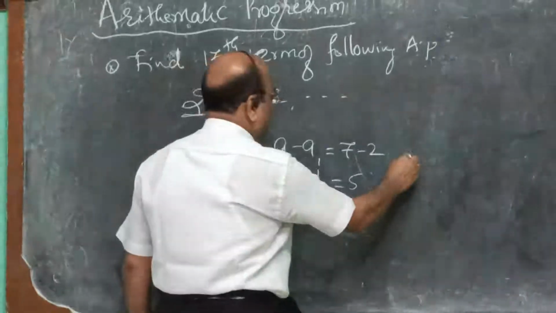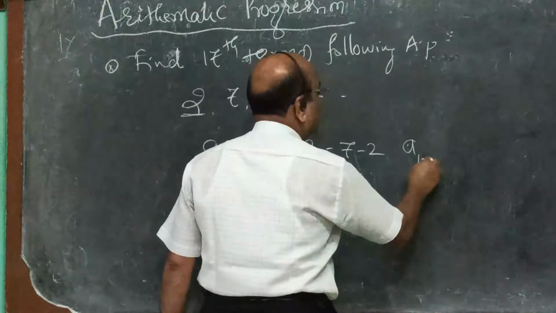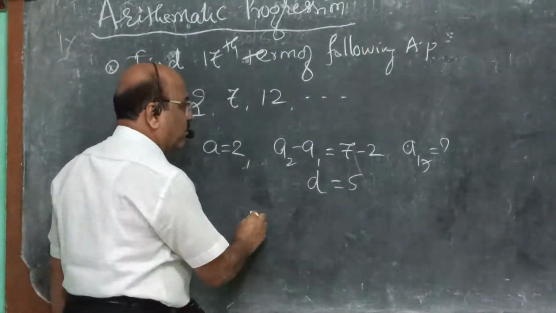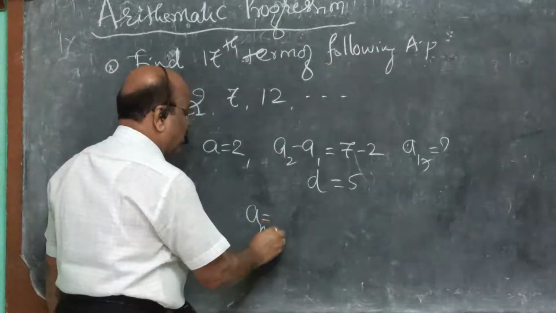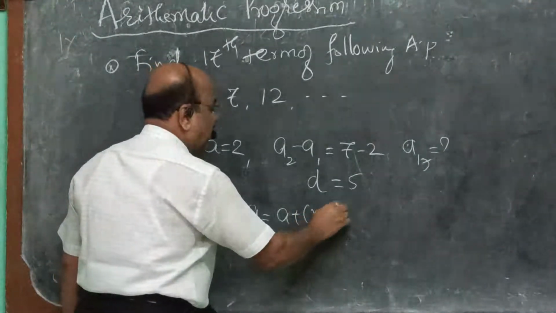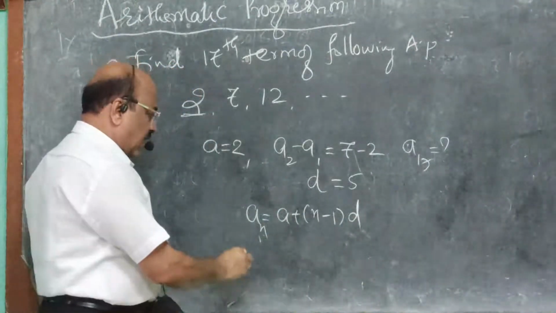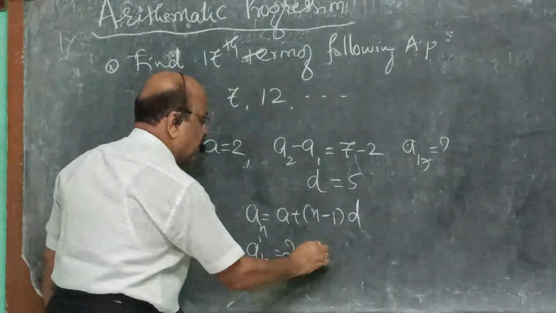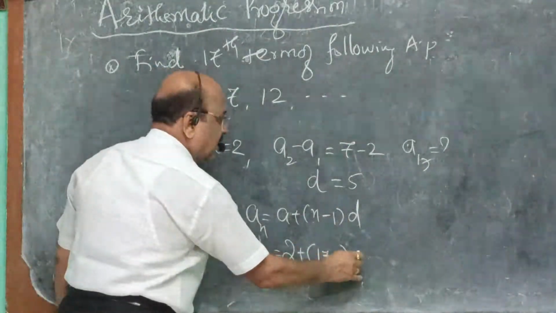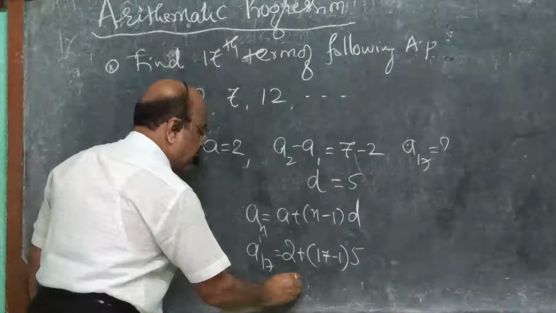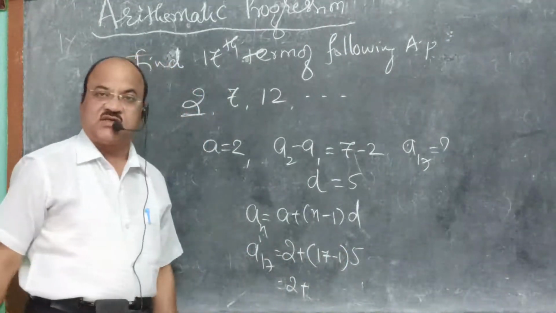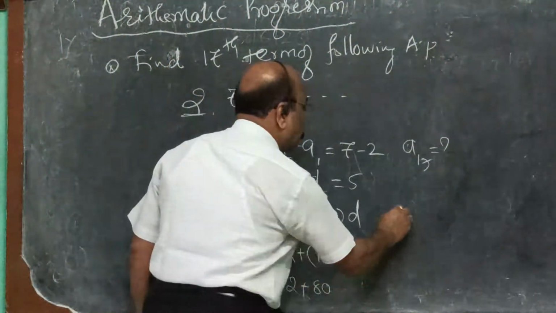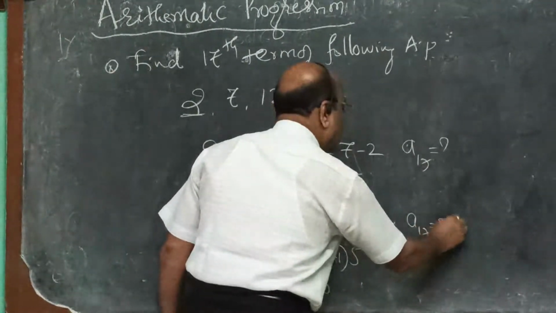Now which term we have to find out? We have to find out A17 equal to question mark. Right? Again you take the formula. What is the formula? An equal to a plus n minus 1 into d. A17: a is how much? 2. n is 17 minus 1. d is how much? 5. That is 2 plus 17 minus 1 is 16, 16 into 5 is 80. Therefore, A17 equal to 82.